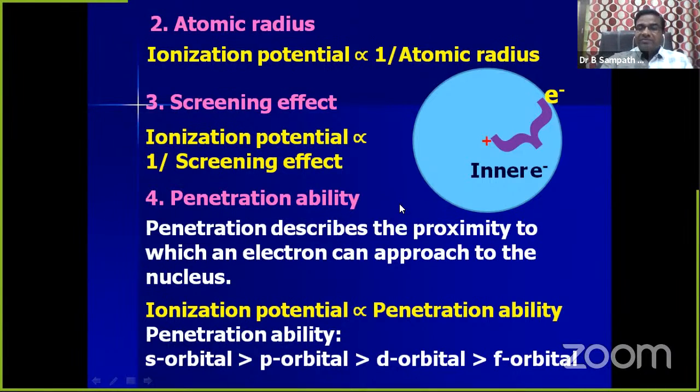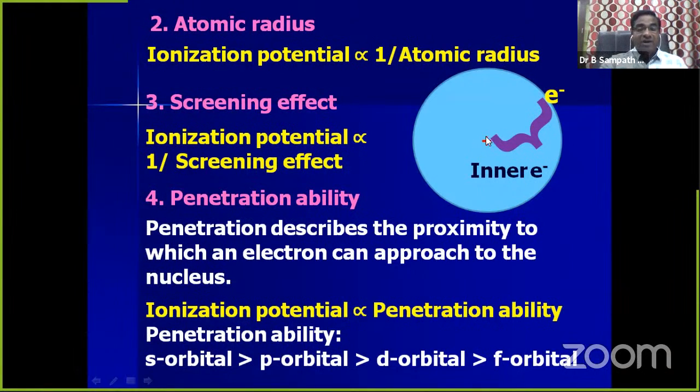So, see children, in an atom, electrons, protons, and neutrons are there. Protons and neutrons are present in the nucleus. Because of the positive charge of protons, the electrons present around the nucleus are attracted towards the nucleus. Why are they attracted? Because of opposite charges. Electrons have negative charge and protons have positive charge, so they attract each other.